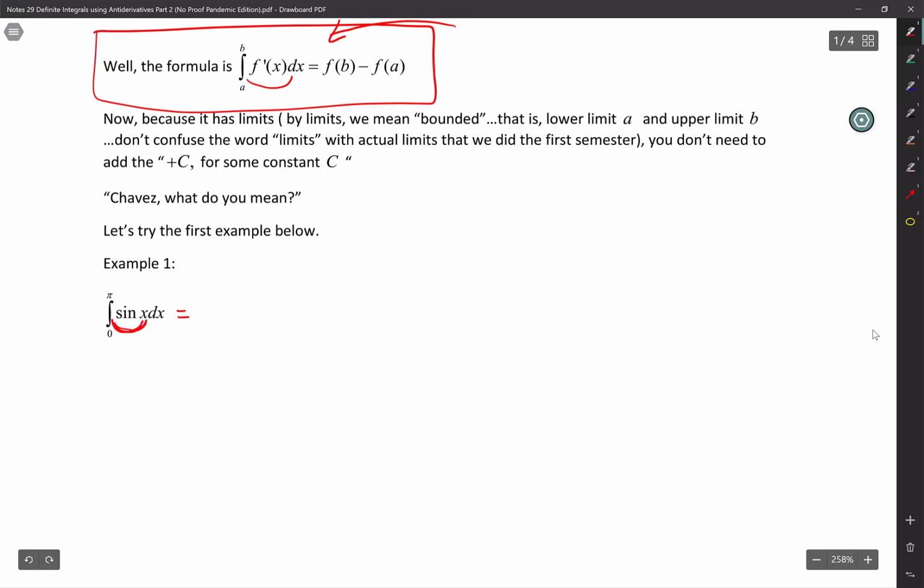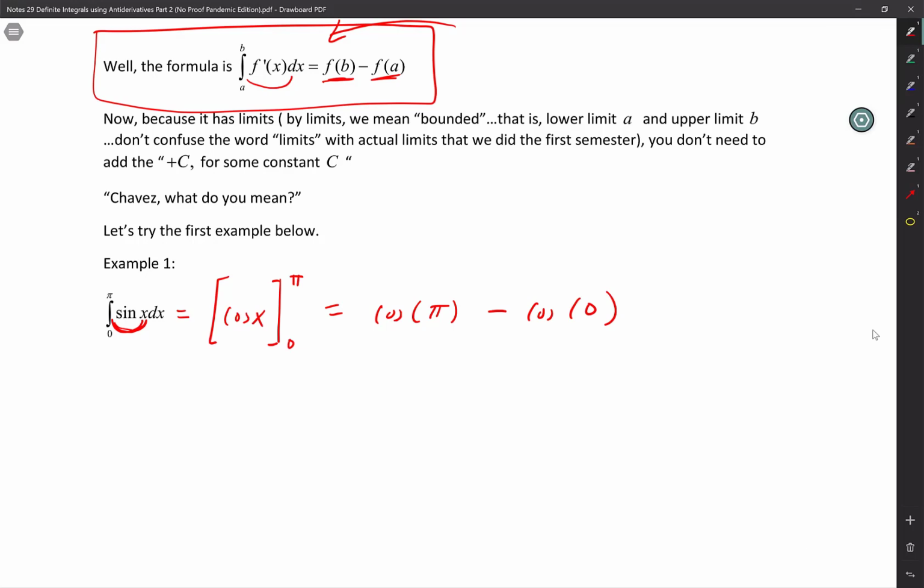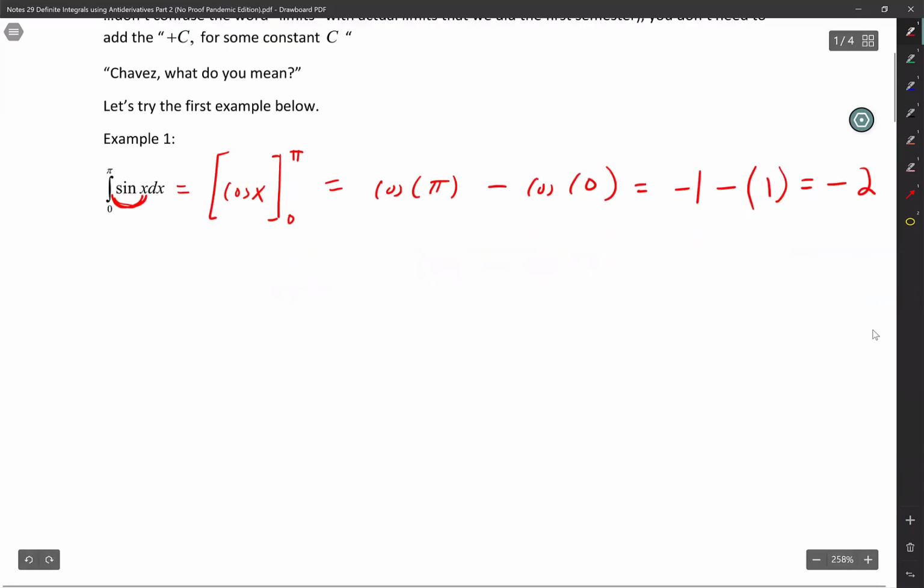In this case, it is sine x. What is the antiderivative of sine x? Cosine x. I either make a line or I put it in a bracket. It does not matter. And I'm going to say 0 to pi. And according to this, it says upper minus lower. So I write cosine pi minus cosine 0. Cosine of pi is -1, minus cosine of 0 is 1. So -2. Are we okay, guys? And that's it. I don't know why I put so much white space.